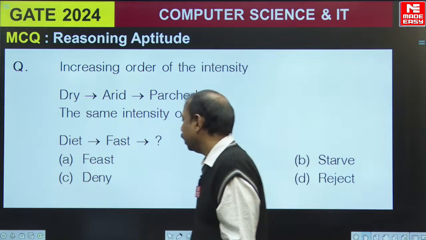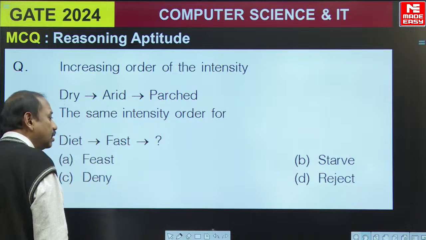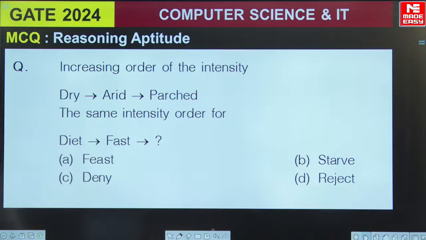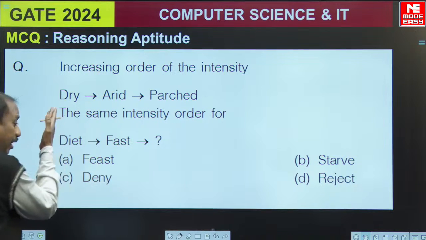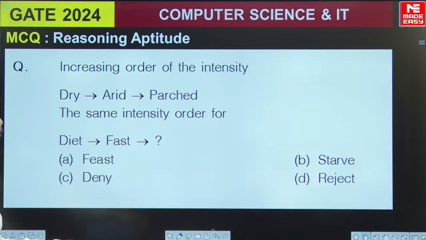Okay, whatever. Look at this: diet, fast, and dash. Come on, send me the answer. Diet. When you diet, you restrict yourself from eating certain kinds of foods. Okay, certain kinds of time. And then fasting. Fasting is not eating anything, or almost not eating anything.